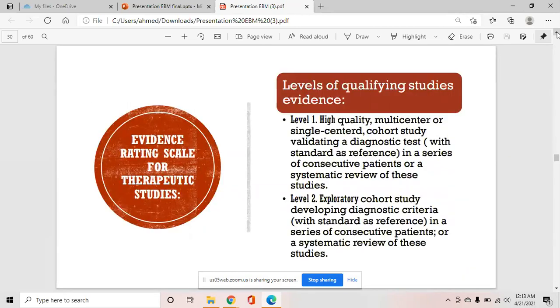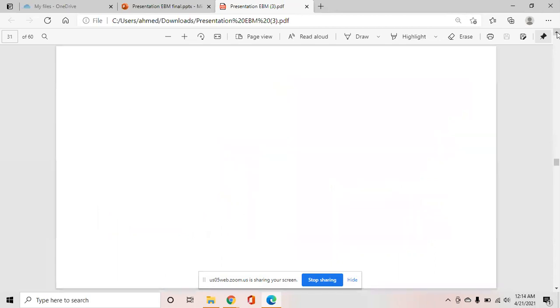Evidence rating scale for therapeutic studies. Levels of qualifying studies. Level 1, high quality multi-centered or single-centered cohort study validating a diagnostic test with gold standard as reference in a series of consecutive patients, or a systematic review of these studies. Level 2, exploratory cohort study developing diagnostic criteria with gold standard as reference in a series of consecutive patients, or a systematic review of these studies.